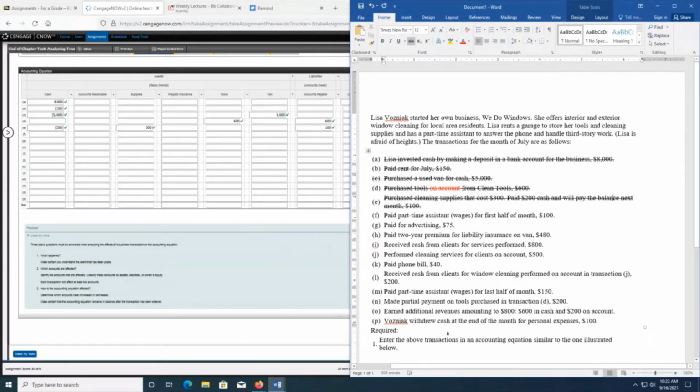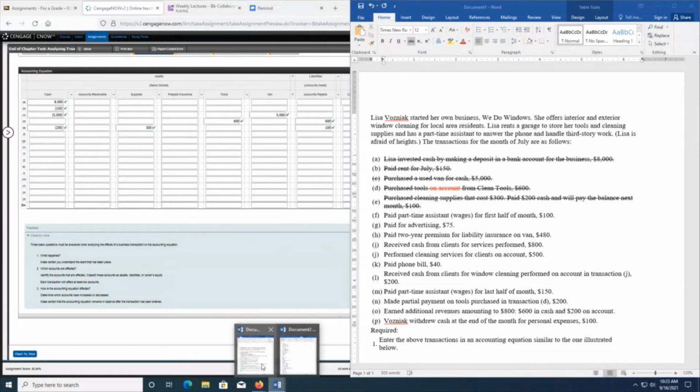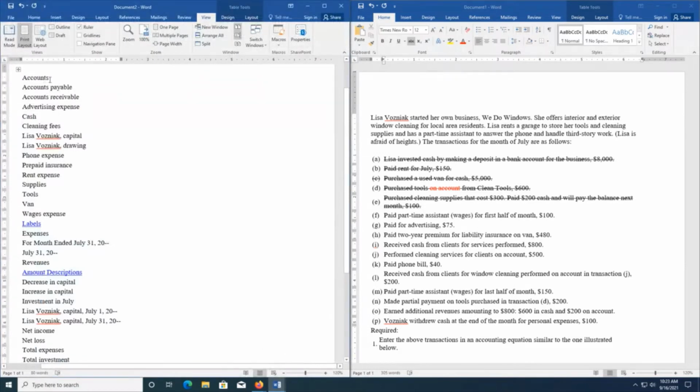All right, so in this one, paid part-time assistant, which is another word for wages, for the first half of the month for $100. So which two accounts are we dealing with? Let's pull up our chart of accounts. So we paid part-time assistant for the first half of the month. So what do we pay them? Cash, okay? Paid cash for part-time assistant. You kind of have to infer that we paid cash. So cash is going to be one of them.